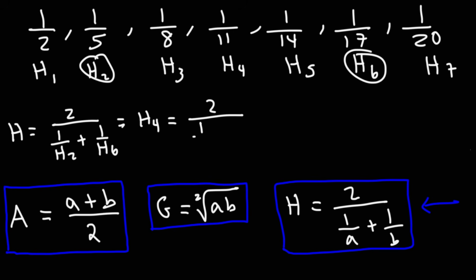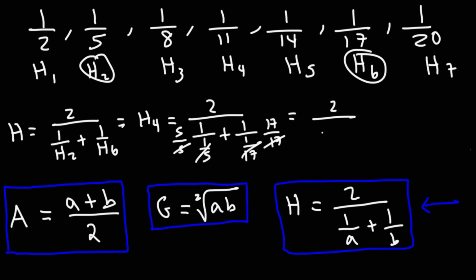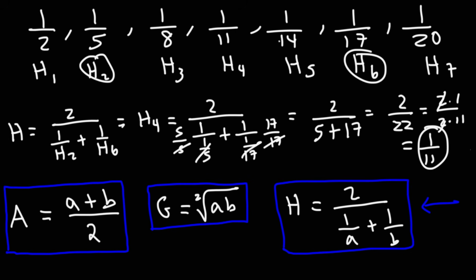So h2 is 1 over 5, h6 is 1 over 17. So I'm going to multiply this by 5 over 5 and this one by 17 over 17. So 5 and 1/5 will cancel, 17 and 1 over 17 will cancel. So I'm going to get 2 over 5 plus 17. 5 plus 17 is 22, and 22 is 2 times 11. So this reduces to 1 over 11, which is h sub 4.